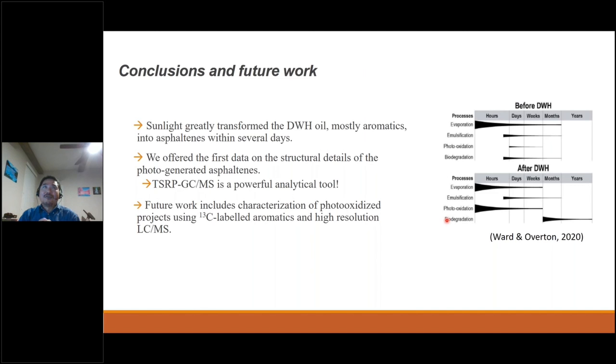Some of the conclusions I learned: sunlight plays a key role in transforming crude oil. Mostly the aromatics changed to the photo-generated L14 within several days. And certainly there are a lot of reasons why. I'm not going to have time to elaborate, but I think this totally changed our previous view of how the oil is being weathered. And this gives you an idea. Before the Deepwater Horizon oil spill, we thought evaporation was always the key. We never thought that photo oxidation was that important. After the Deepwater Horizon oil spill, we know photo oxidation matters. You can see the thickness of the line represents how important they are. Right, this became really important. We did not expect it before the oil spill.